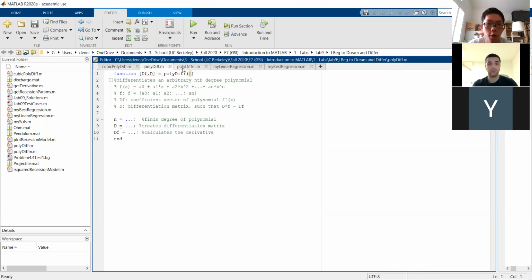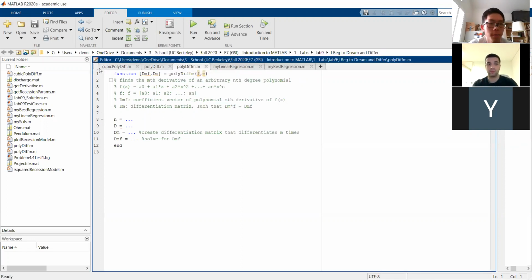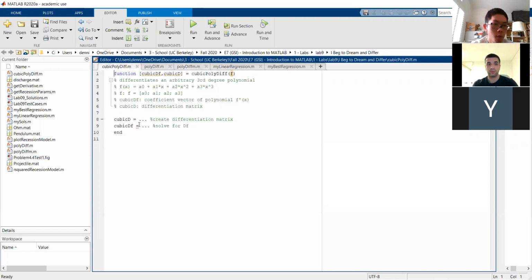For people who are not sure what I mean by the scaffolding thing, it'll make sense once we actually go through these problems. I'll do the solutions as I go through the skeleton code. How about cubic polydiff? First of all, I want to very quickly demonstrate what these are trying to do.